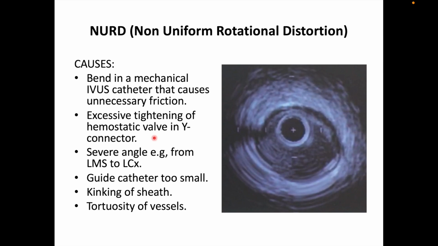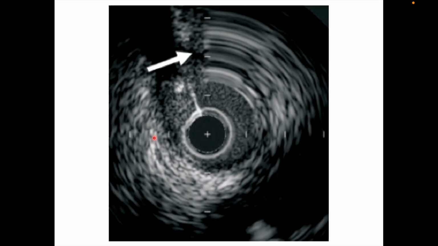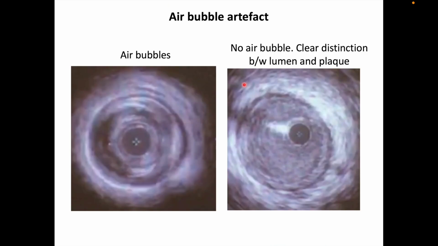Then severe angulation, for example, from the left main stem to circumflex, or the guide catheter is too small, or there is kinking of the sheath or tortuosity of the vessels. These are the situations in which the IVUS catheter can get a jerk and cause non-uniform rotational distortion. Now, this is not seen with solid-state IVUS catheters. This is again an example of NERD. You can see the distortion there. That's all a distorted image. You can't do any interpretation on this.